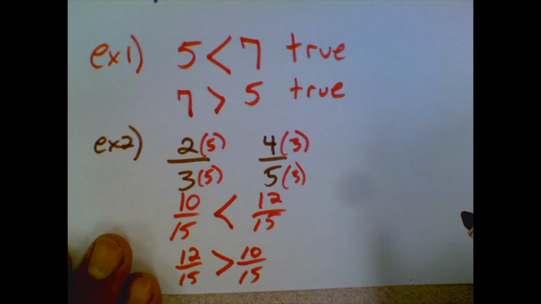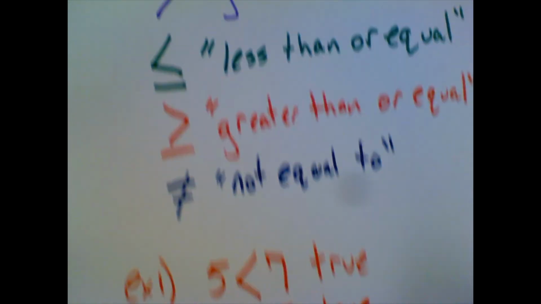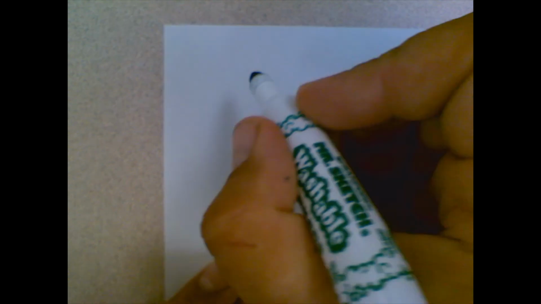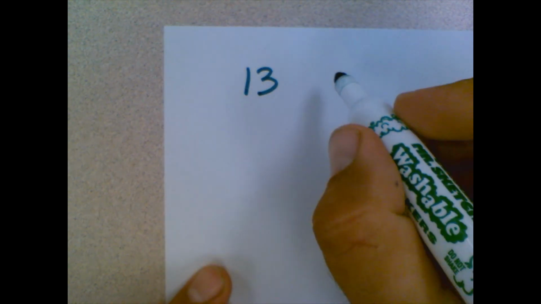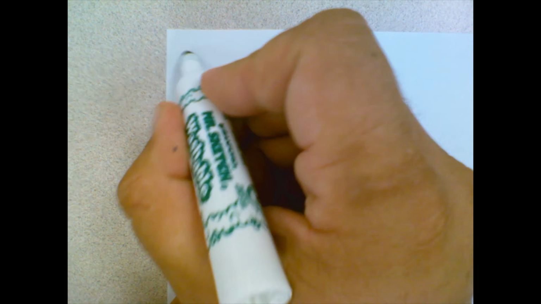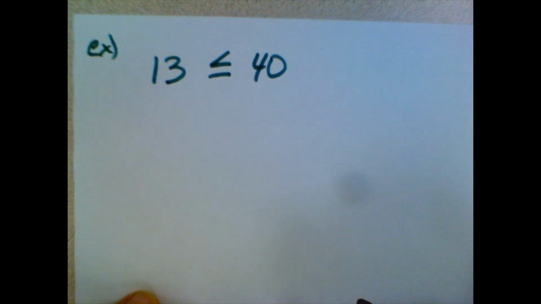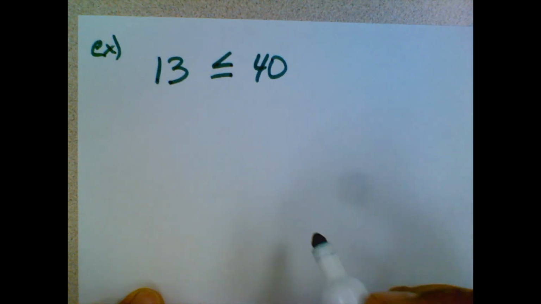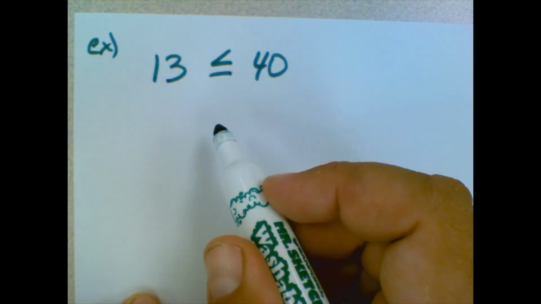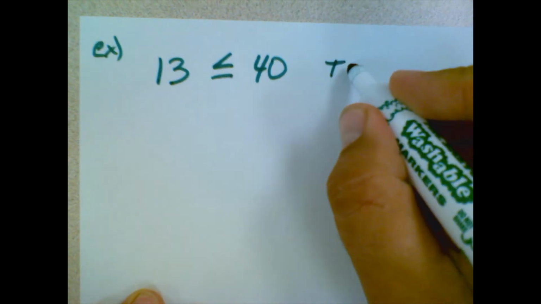Now, let's say, for example, I want you to tell me if this statement's true. Let me grab a different sheet. Is 13 less than or equal to 40? True or false? Is 13 less than or equal to 40? Well, it's not equal to, that's for sure. But it is less than. So this would be true.